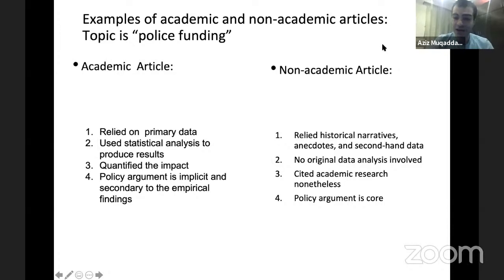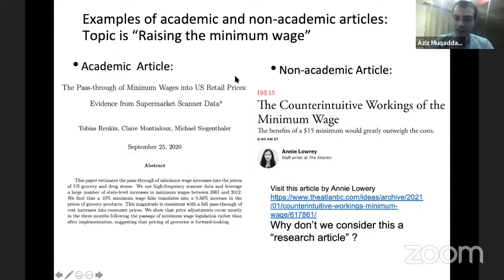So both an academic article and this one, you can come up with the same conclusion by reading the two. At least a regular person would say that's a good bargain. If we have a 10% increase and that only translates into a 0.36% increase in prices, that's a good bargain, at least for some people, right? It doesn't say you should support minimum wage, but people could make up their own minds about it, right?